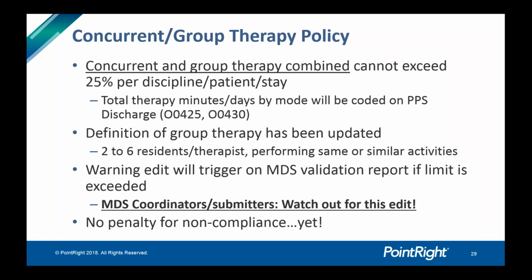Now, for concurrent and group therapy, the policy was clarified and refined under PDPM. The combination of concurrent therapy and group therapy cannot be any more than 25% per patient, per discipline, per stay. Now this does not impact directly PDPM reimbursement, but as you know, you're going to be collecting the total therapy minutes and total therapy days broken down by individual, concurrent, and group on the PPS discharge assessment at the end of the Medicare stay. Now CMS has tweaked the policy.